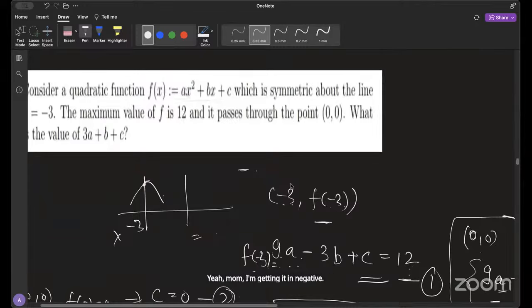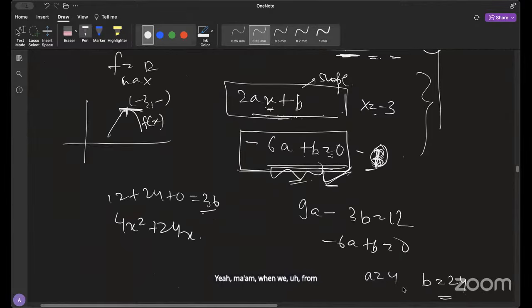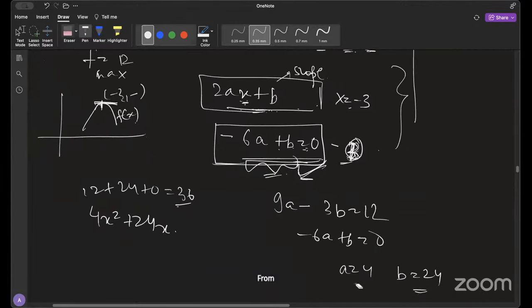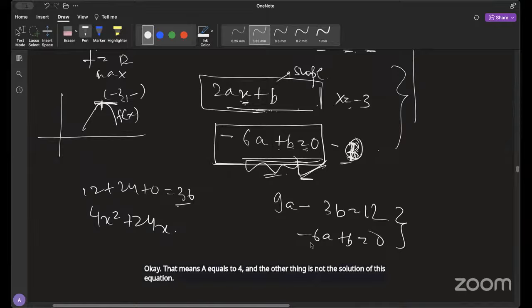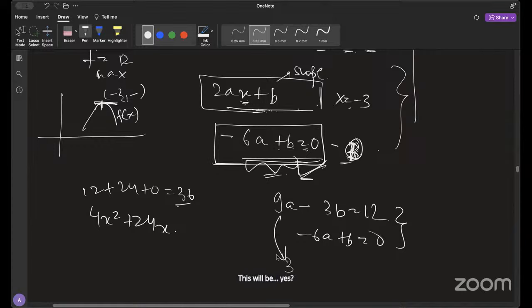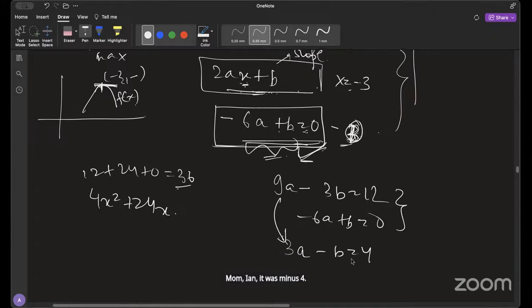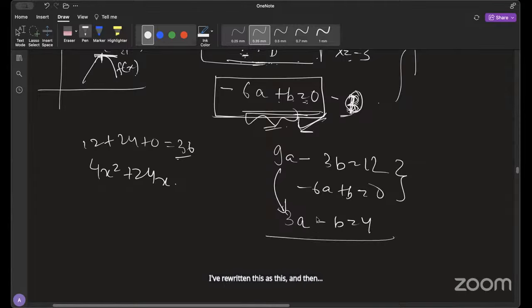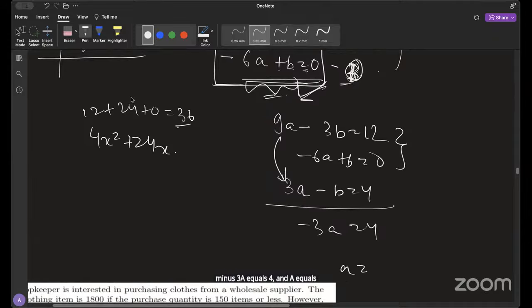Yeah, ma'am. From minus 6a plus b equal to 0, from here we get b is equal to 6a. Then we will put it in here. That means a equals 4 is not the solution of this equation. B equals 6a. Let's rewrite this as this, and then let's just add these two. So you'll have minus 3a equals 4 and a equals minus 4 by 3. Yeah, ma'am. A will be minus 4 by 3.